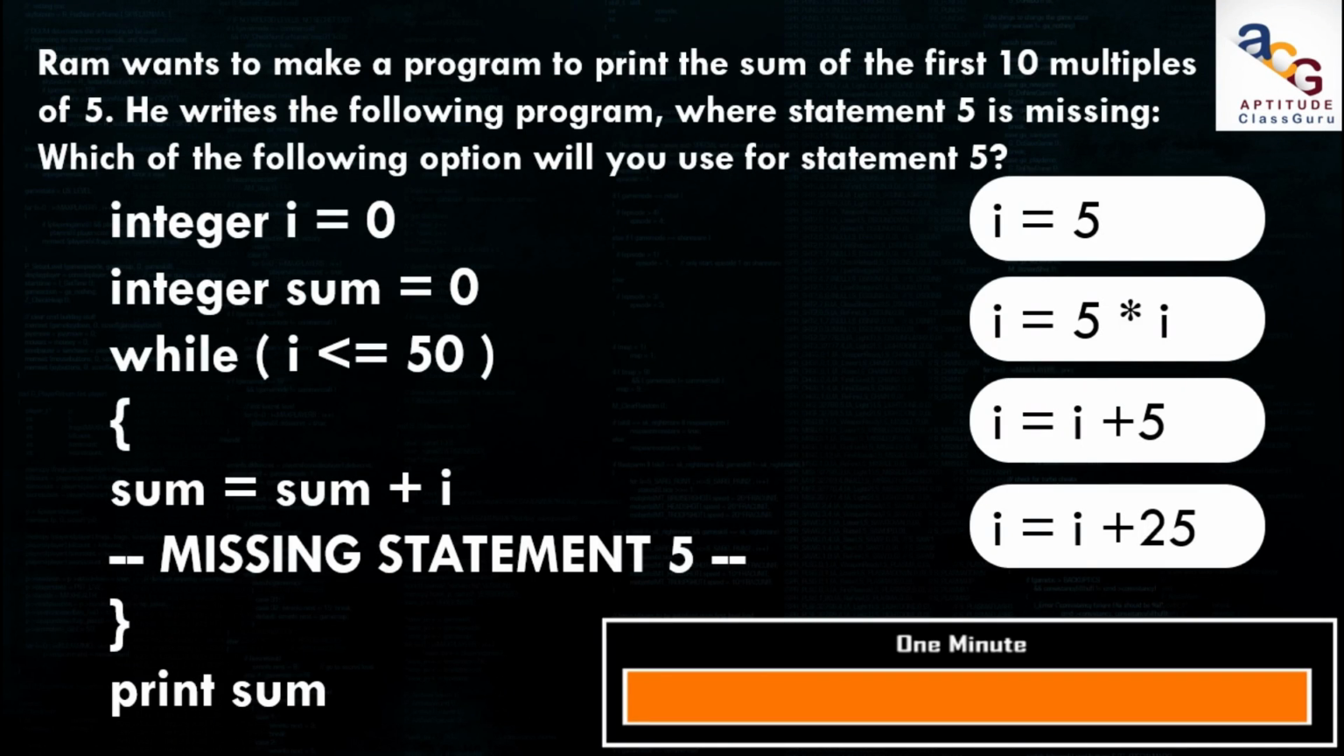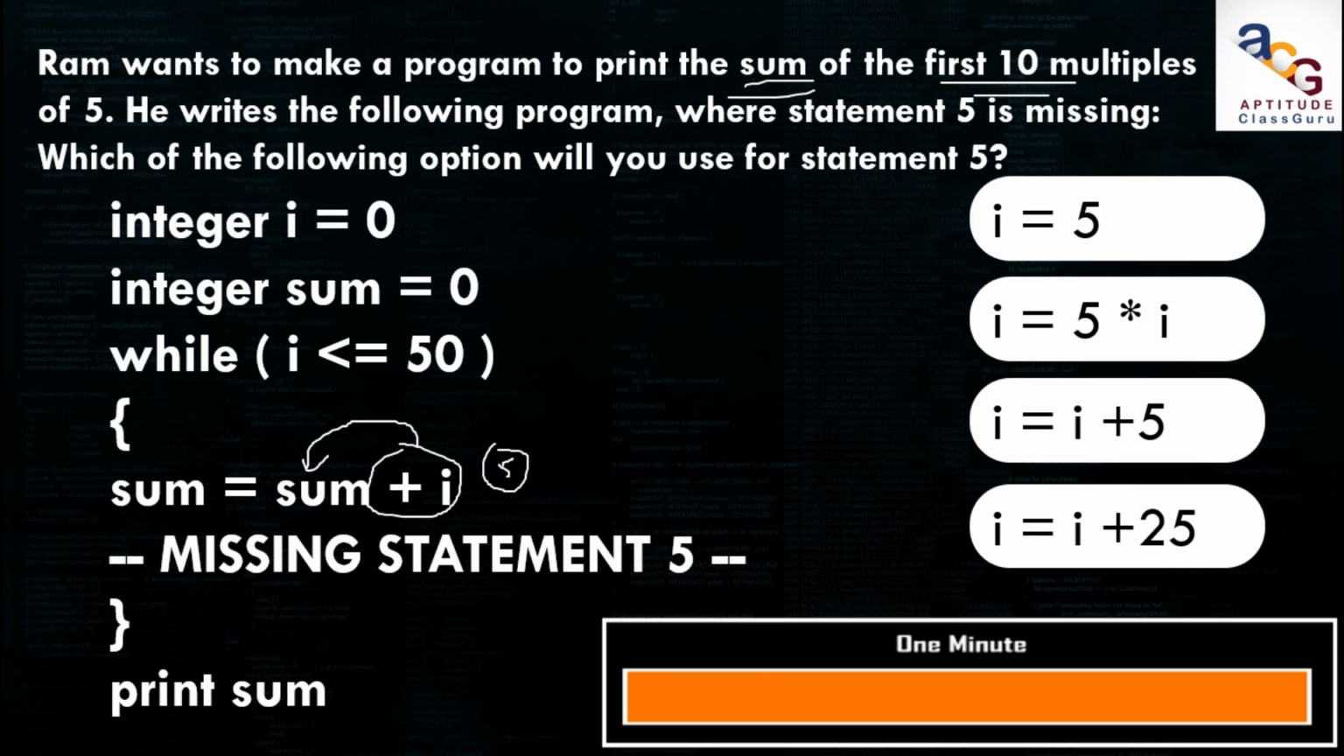Look at the next example. Ram wants to make a program to print the sum of the first 10 multiples of 5. So here I'll go with the explanation directly. Just go through the problem by pausing the video if you are seeing this for the first time. Integer I equal to 0 and sum equal to 0, while I is less than or equal to 5, sum equal to sum plus I. So here when you observe this, I am adding 5 to the sum each and every time the loop runs, right? So the I value must be a multiple of 5. Here it is given the sum of the first 10 multiples.